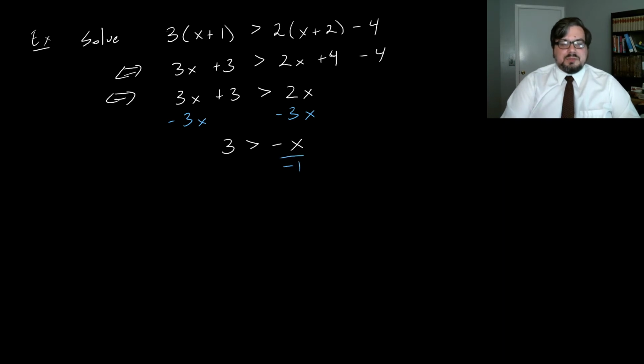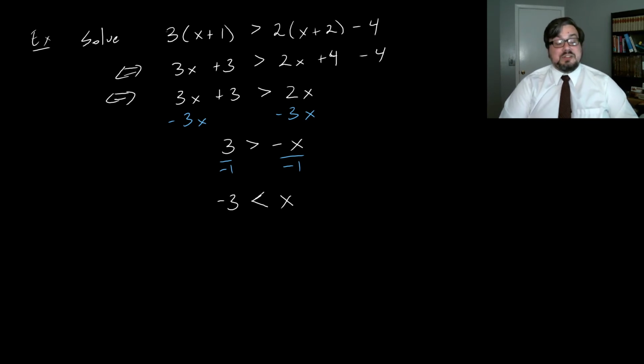Now we're going to divide both sides by negative 1. Now 3 divided by negative 1 is negative 3. Negative x divided by negative 1 is x. And because we divided by a negative number, we need to switch the direction of the inequality. So the inequality before said greater than, and the inequality after will say less than. And we switched because we divided by a negative number. So we get negative 3 is less than x, or x is greater than negative 3.